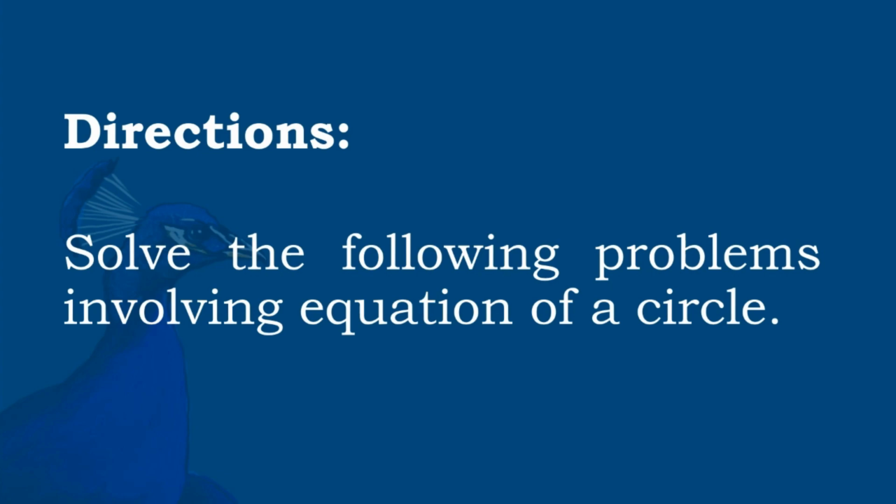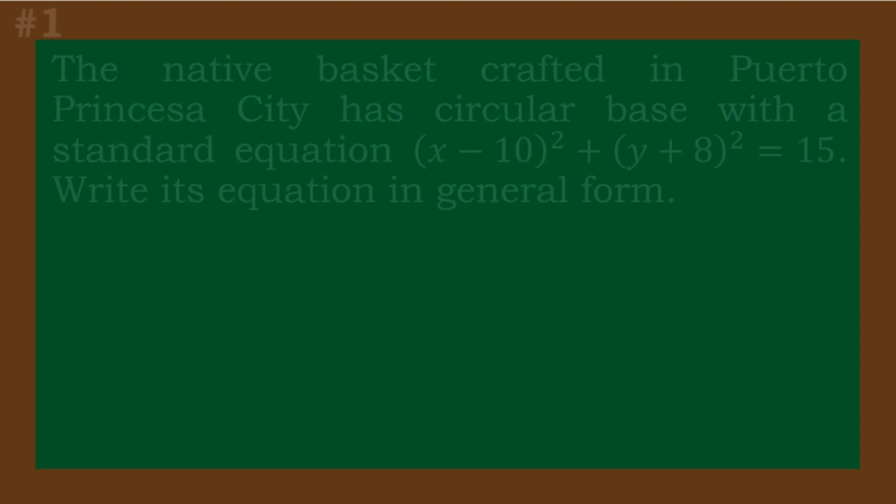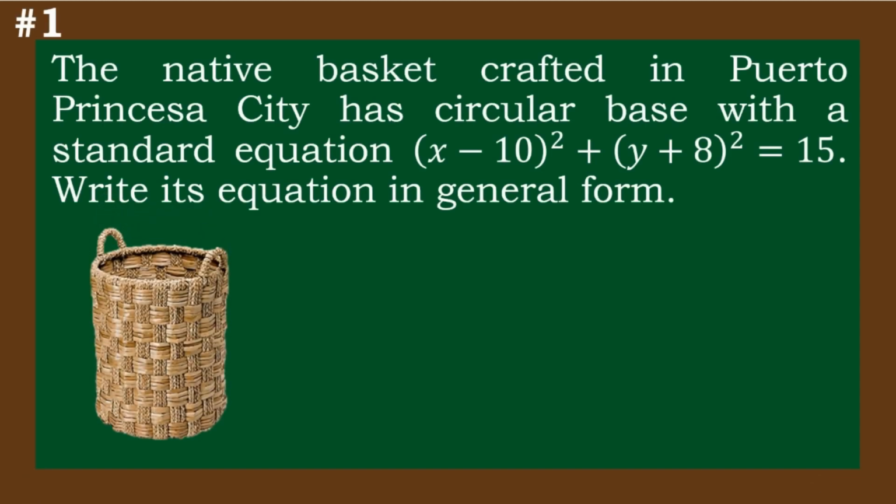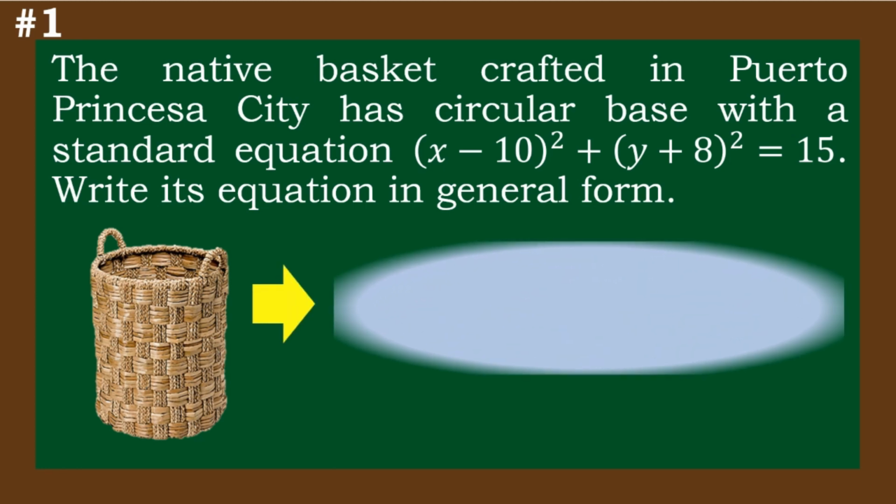Solve the following problems involving equation of a circle. Number 1. The native basket crafted in Puerto Princesa City has circular base with a standard equation, the quantity x minus 10 squared plus the quantity y plus 8 squared equals 15. Write its equation in general form.